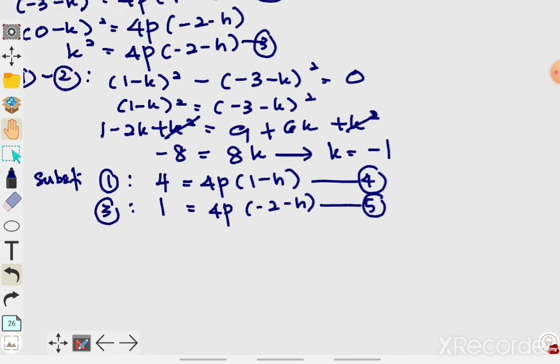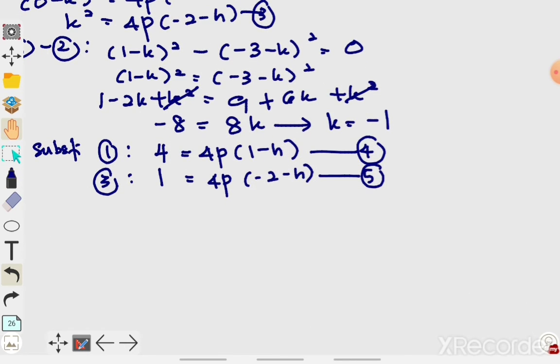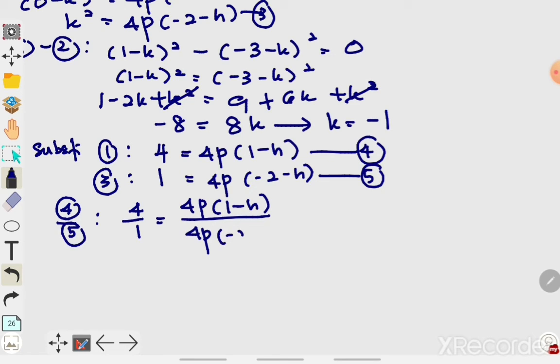I think let's use division. So let's divide the fourth by the fifth. 4 divided by 1 equals 4p times (1 minus h), divided by 4p times (negative 2 minus h). So 4 divided by 1 equals 4. 4p divided by 4p cancels. So you have 1 minus h divided by negative 2 minus h. So from here you can manipulate that way.